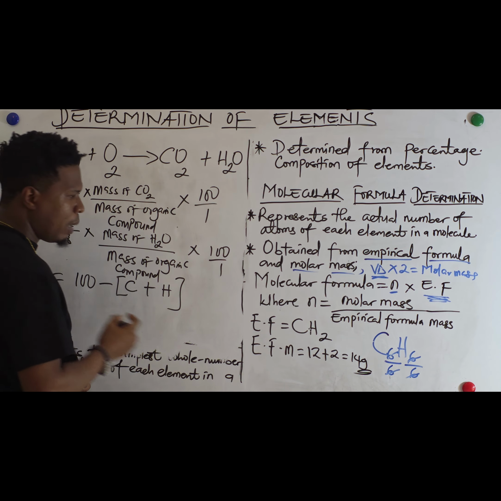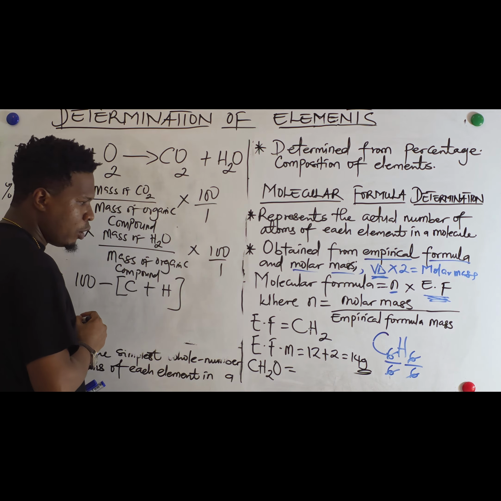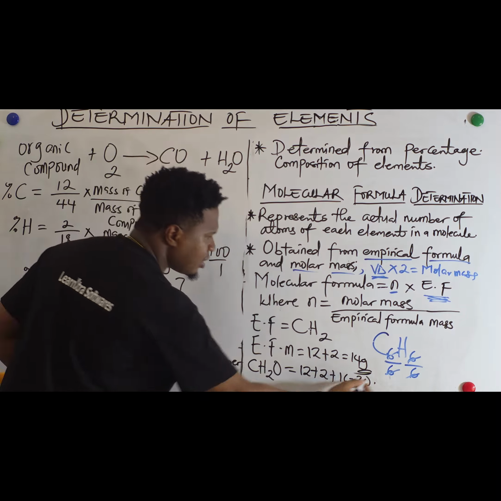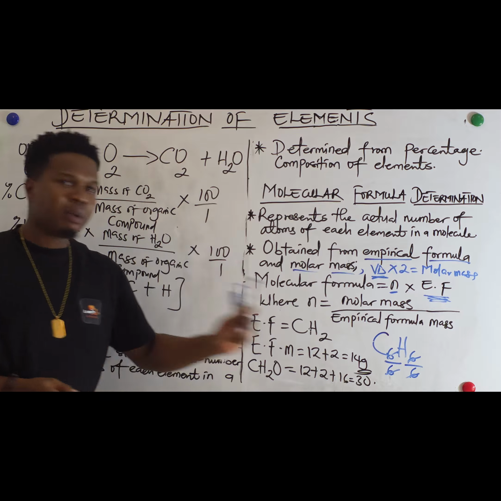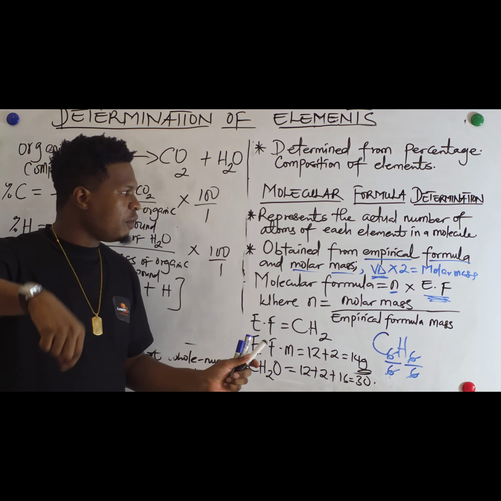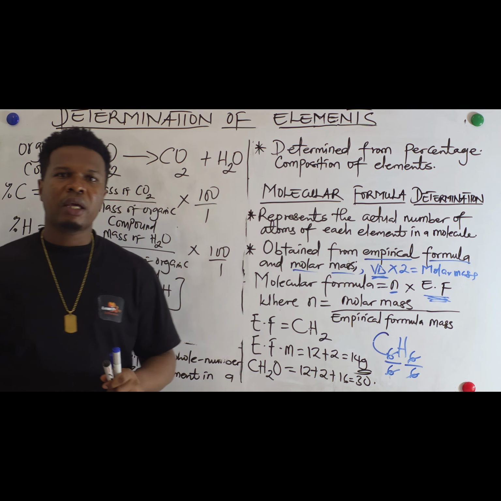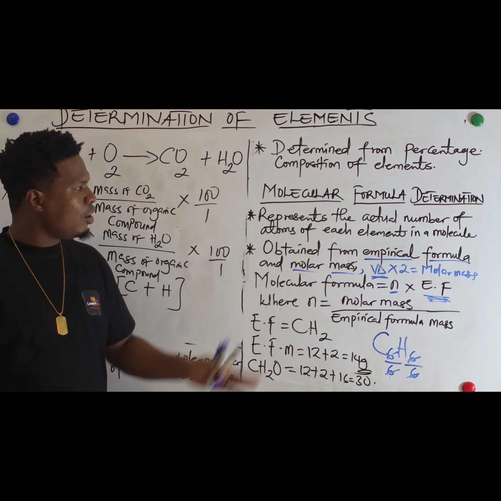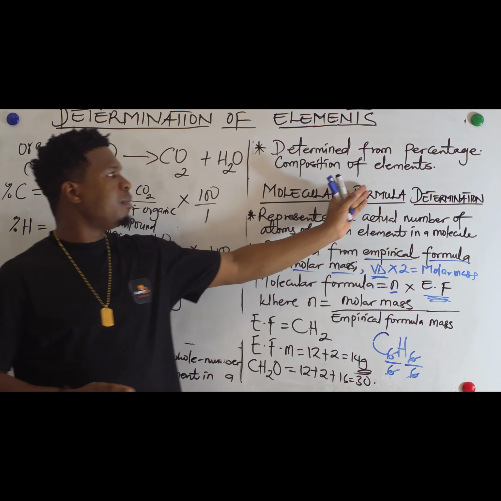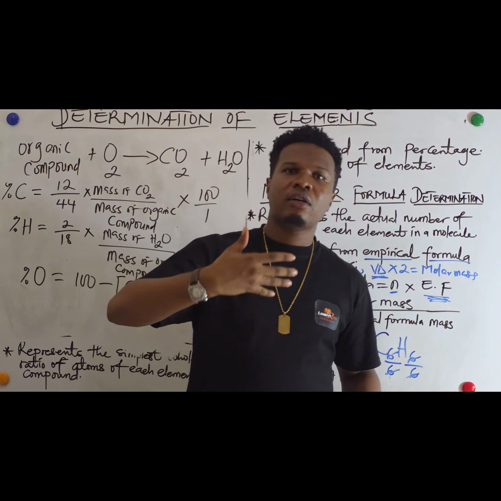Take note. I believe you can do this. If I have CH2O, what is the empirical formula mass? It becomes 12 plus 2 plus 16, which is 30. So this is how to get the empirical formula mass. You then put this value here. The molar mass will be given to you in the calculation, but if not, sometimes they will give you the vapor density; multiply by 2 to get the molar mass, and you still put it at the top here. There are more problems you can see that will help you understand this. So this is how we can get the molecular formula and how we can determine the percentage composition, which will help us get the empirical formula of that compound.